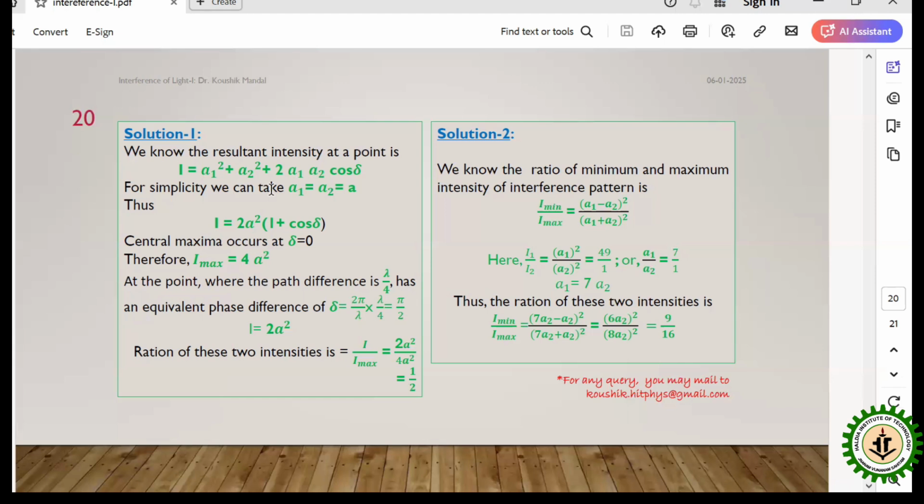If we substitute this in the above expression, Imin by Imax equals (7a2 minus a2) whole square by (7a2 plus a2) whole square. This is 6a2 whole square by 8a2 whole square, which is 9 by 16. So this is all about it. Small problems like these you can solve using this formula.